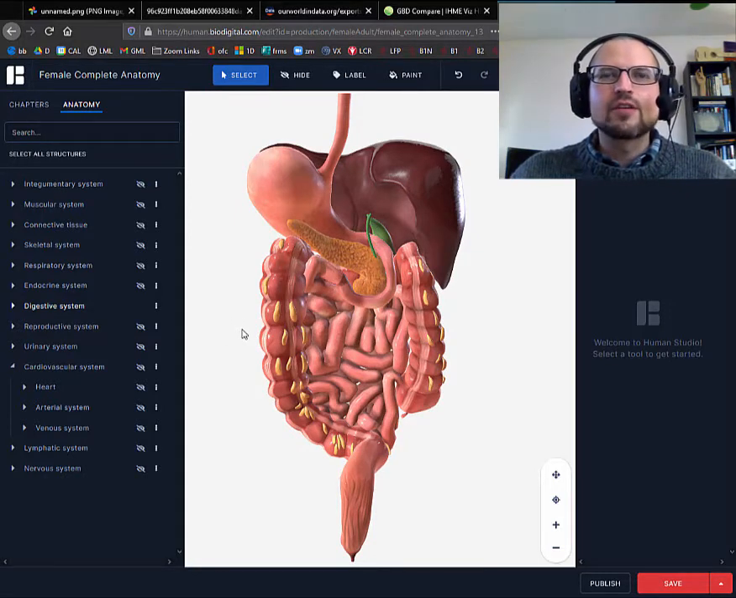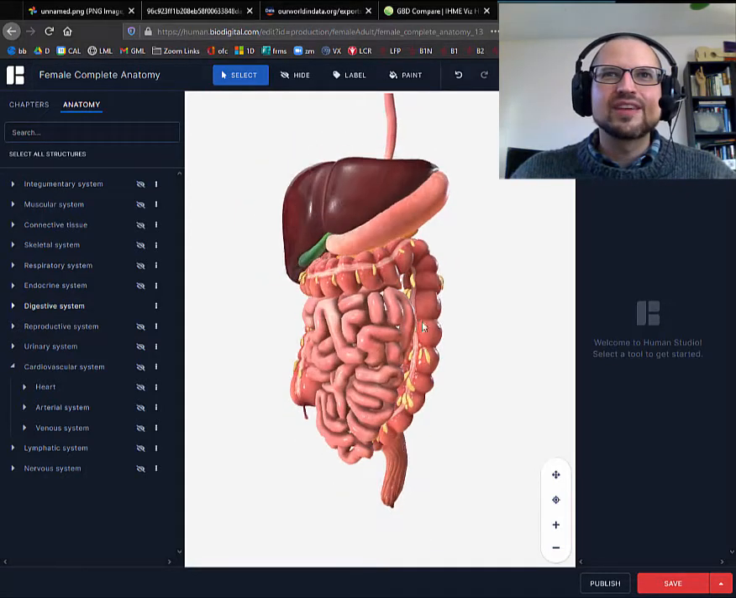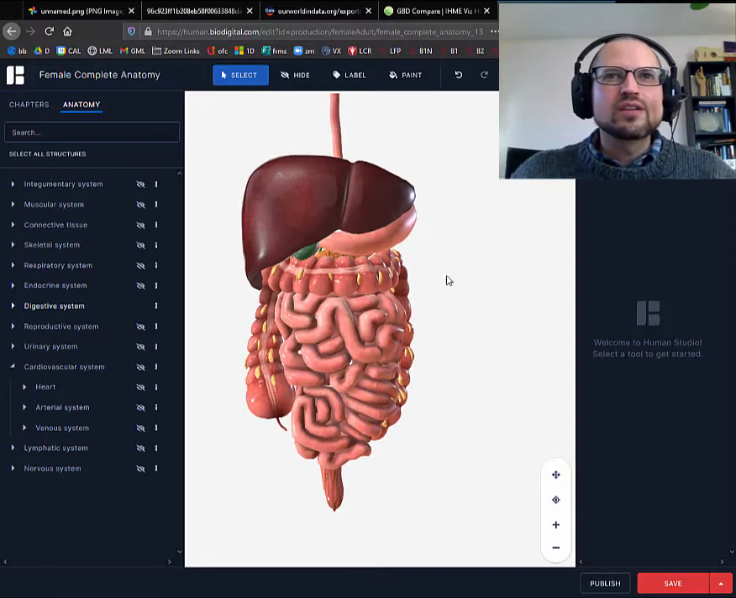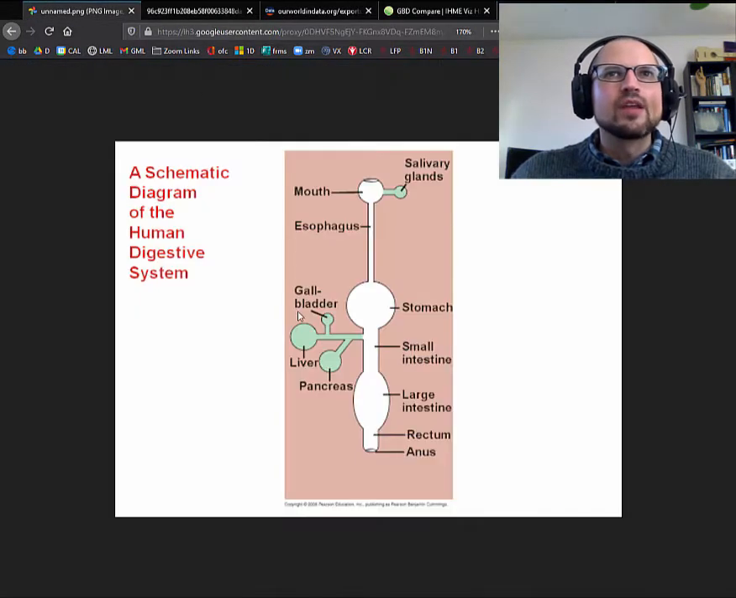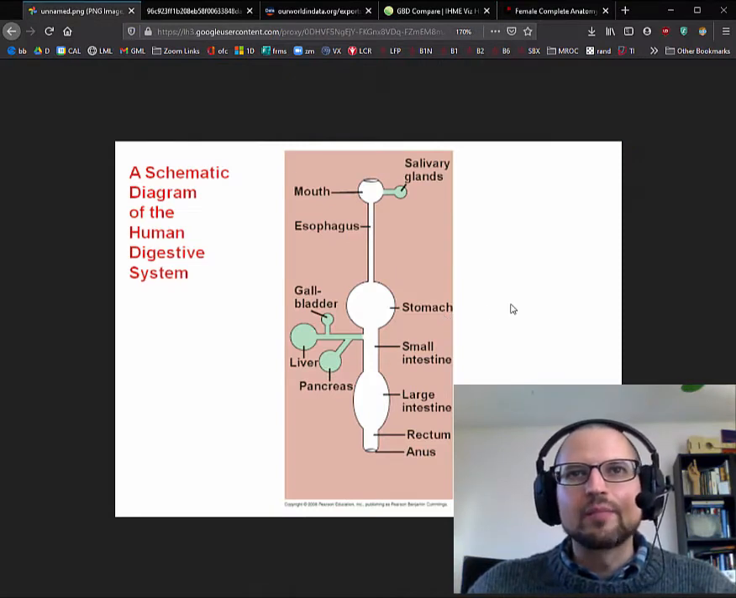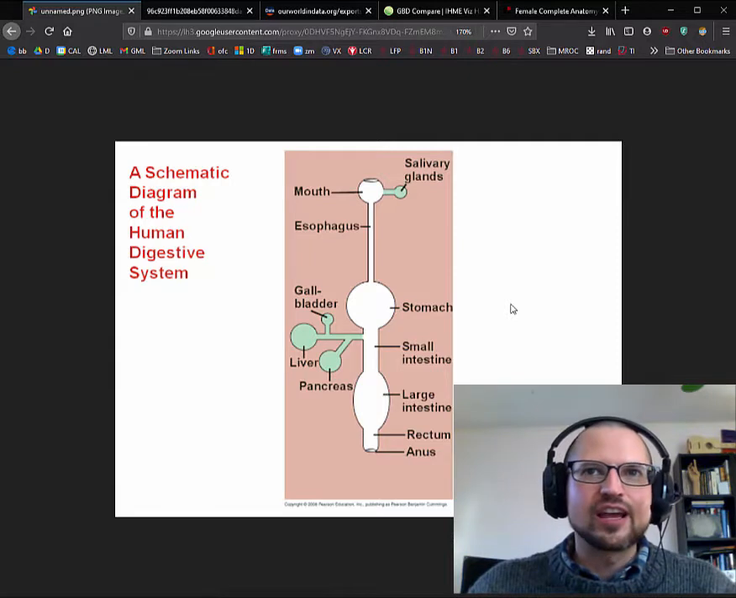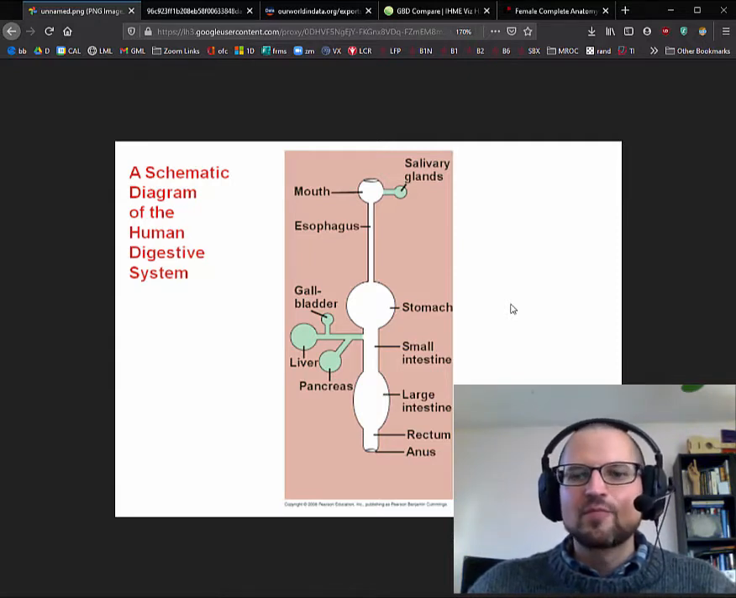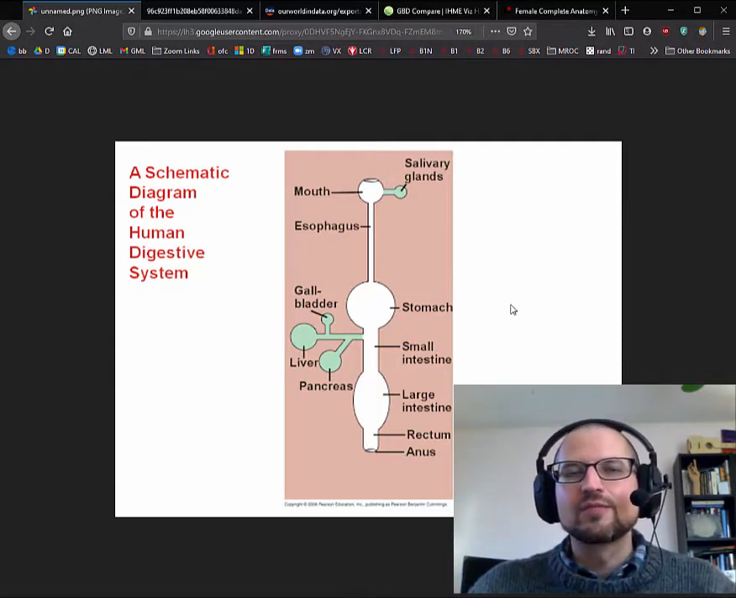Everything's kind of crammed together in a small space. So it's kind of difficult to make sense of exactly what goes where and when. So let me show you a really simple diagram. This is what we call a schematic diagram, kind of like a subway map, right? It just shows you how things are connected. It doesn't actually try to realistically depict what we're looking at.